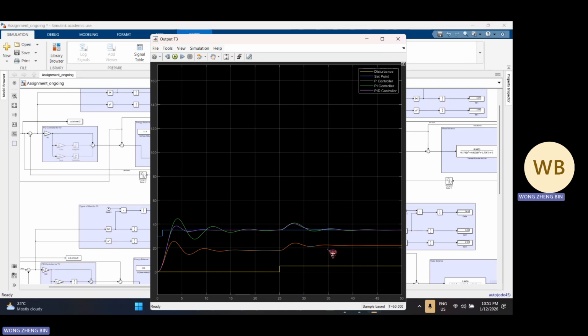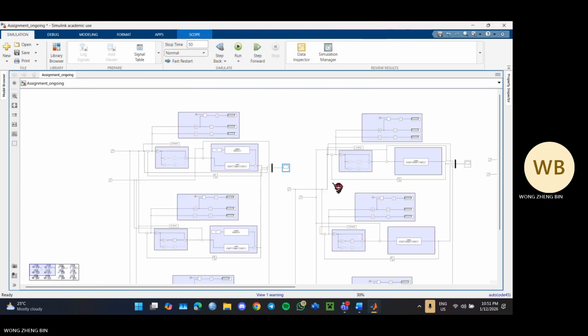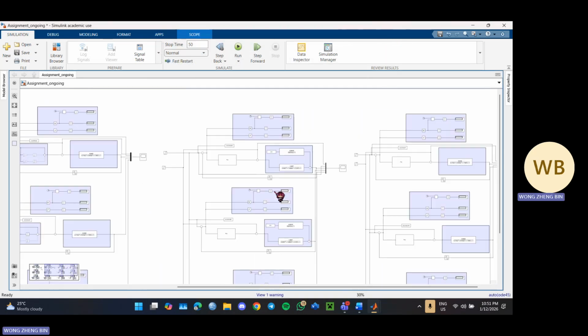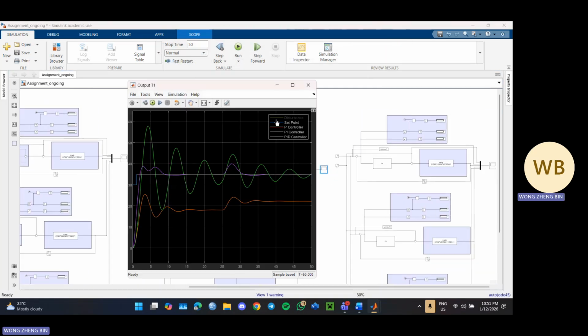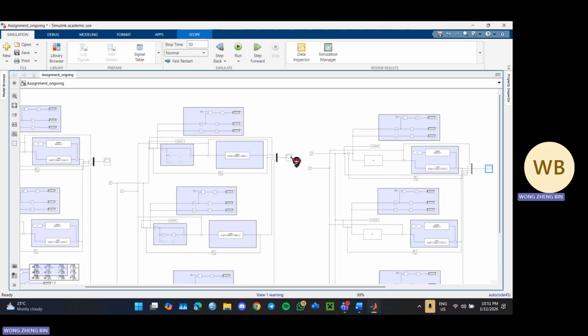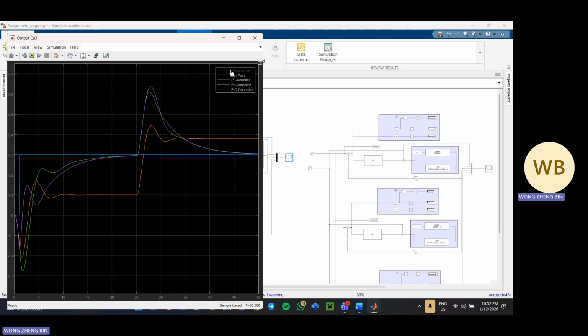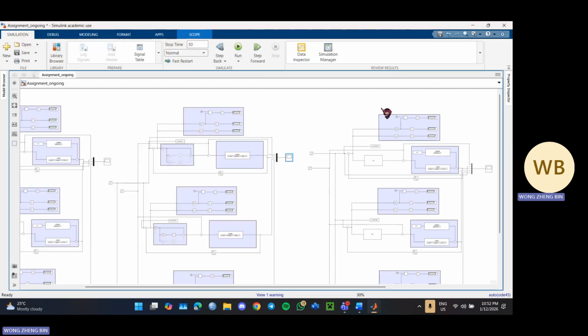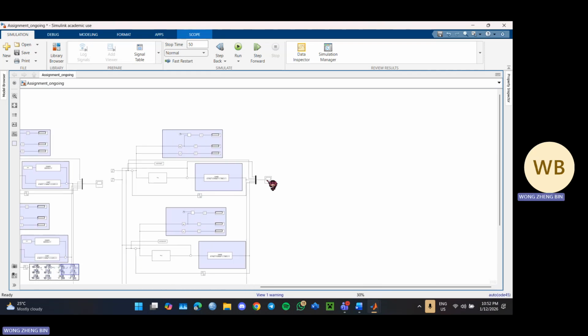This is the output for temperature, and this is by manual. And by using toolbox here, you can see when the disturbance is added in, the graph jumps a little bit, but is able to get back to the steady state. And for concentration manual, it's also the same. Disturbance added in and then goes back to steady state. And toolbox is here.